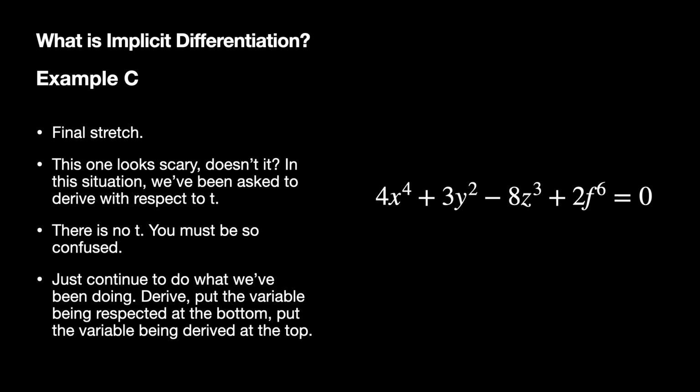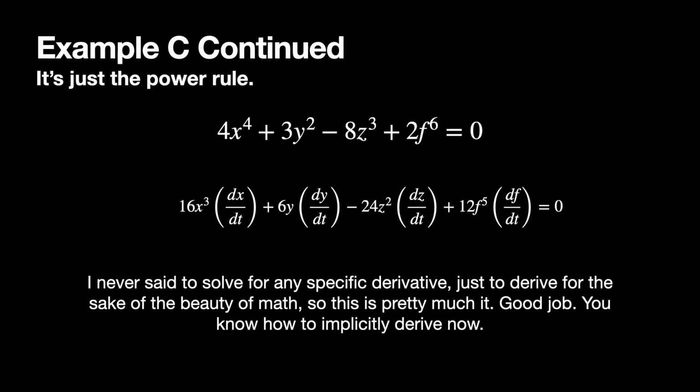4x to the 4th plus 3y squared minus 8z cubed plus 2f to the 6th power equals 0. Now, it looks confusing, right? Pretty wacky. But get this: we're deriving with respect to t, not x. So you can ignore the fact that x is there, just treat it as another variable, and you'll find you can just keep deriving. It's the same thing you've been doing, but you put on d whatever over dt because you're differentiating with respect to t.